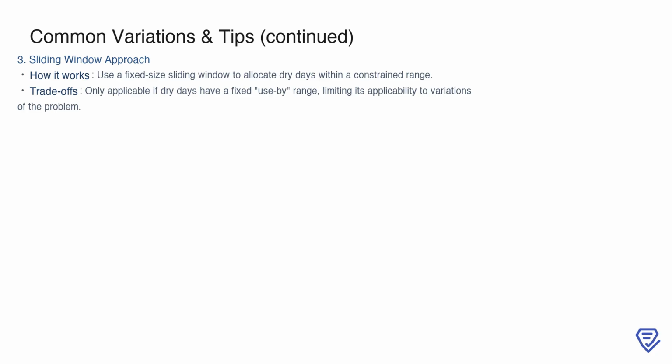An additional alternative approach is the sliding window technique, which can be helpful in specific variations of this problem. This method involves using a fixed size window to allocate dry days within a restricted range. The idea here is to match dry days to immediate flooding risks within that constrained window. However, this approach is only applicable if the problem specifies a fixed use-by range for dry days. While the sliding window method can simplify implementation in such scenarios, its applicability is limited, making it less versatile than other solutions like heaps or sets. Understanding these trade-offs is crucial when choosing the right strategy for different variations of the problem.